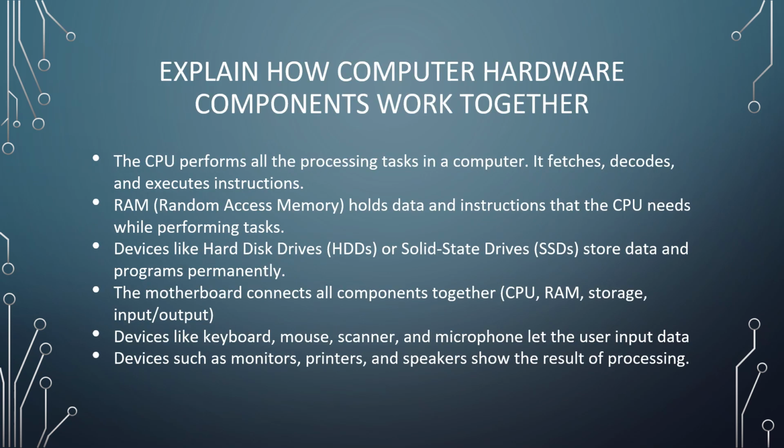On this slide, we're going to explain how the computer hardware components work together. The CPU performs all the processing tasks in a computer. It fetches, decodes, and executes instructions. The RAM, also known as random access memory, holds data and instructions that the CPU needs while performing tasks. Devices like hard disk drives, also known as HDDs, or solid-state drives, also known as SSDs, store data and programs permanently.